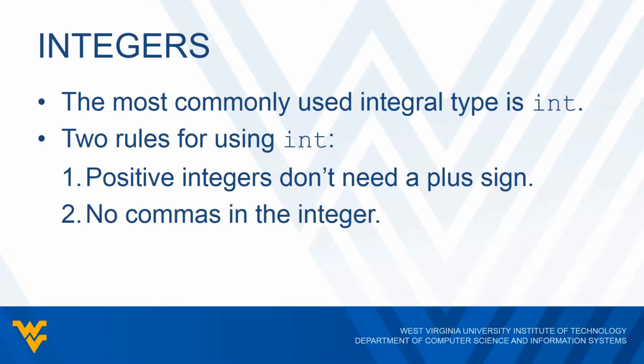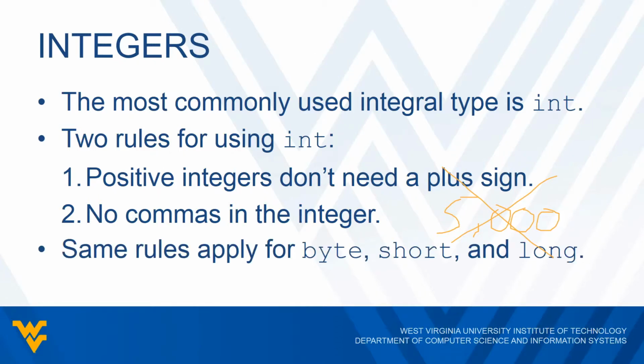Second, no commas can be in the integer. So for example, if I try to do something like 5,000, if I try to do 5, comma 0, 0, 0, this is invalid. If I try to put this in my Java program, it's going to be wrong. It's going to be a compiler error. So we do not want to do that. We do not have commas in our integral value. Even if it is a large value, no commas in there. And the same rules apply for the byte, the short, and long integral data types.